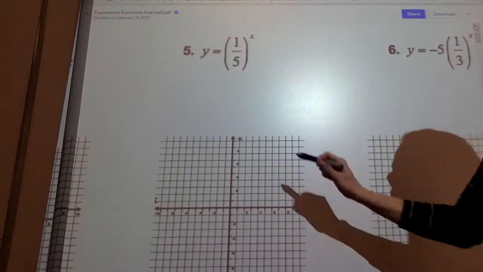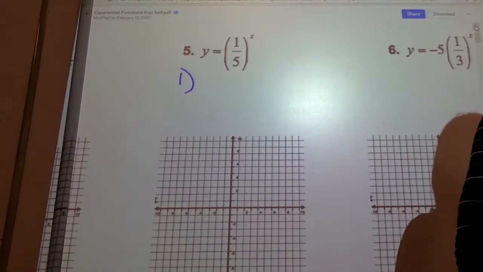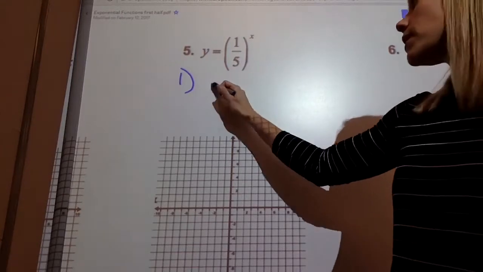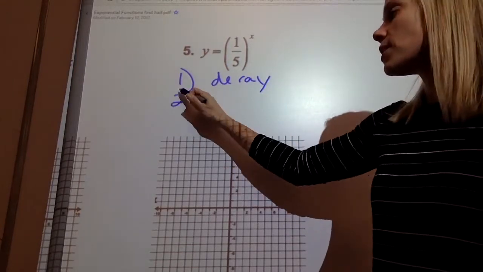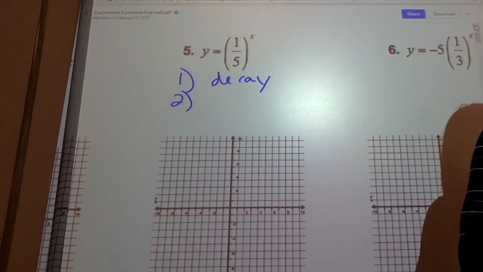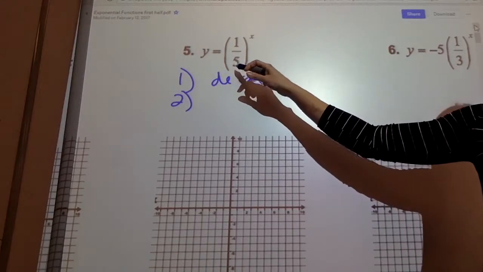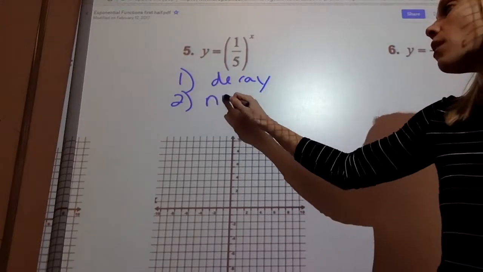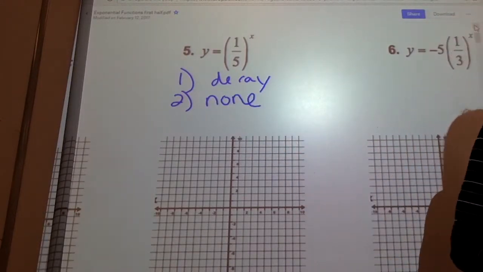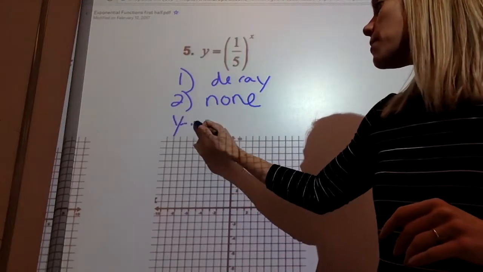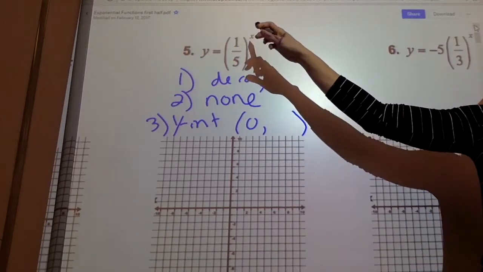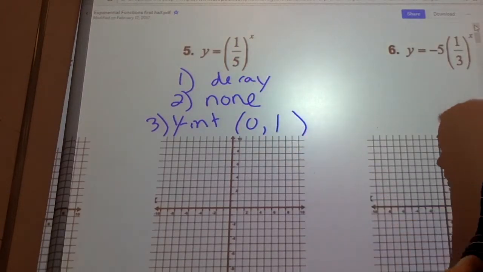Second example here. Is this going to be a growth or a decay? Decay, because 1/5 is less than 1. Very good. What are my transformations? What transformations happened? None. Yep, none. 1/5 is your parent function. 1/5 is being raised to the x power. There was nothing else that happened, so there are no transformations there. What is the y-intercept? The y-intercept is when x is 0, so if I put 0 in for x, what happens? It equals 1. Very good.